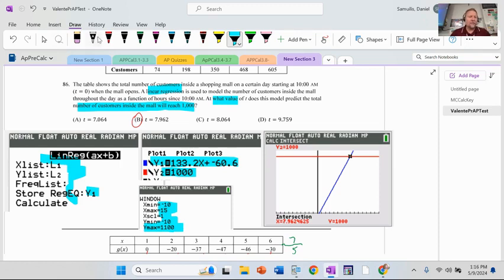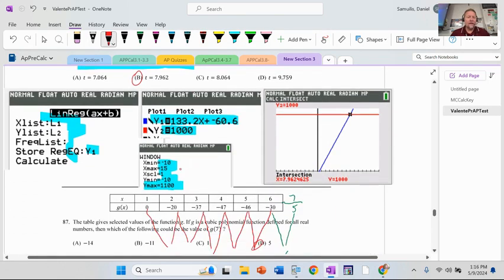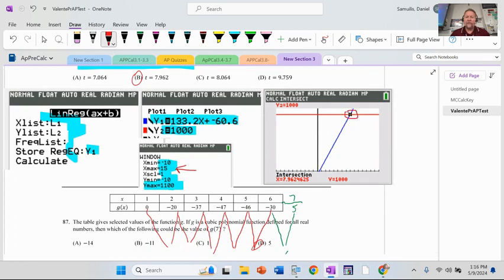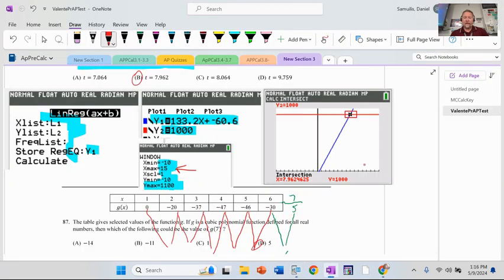And I surmise this would at least happen, is this in days or clock? It happened within 15 hours at least. And then if it didn't, I just extend it. But there we see the intersection of these two. Remember, second, trace, same thing. Second, trace, intersect, hit enter 3 times.